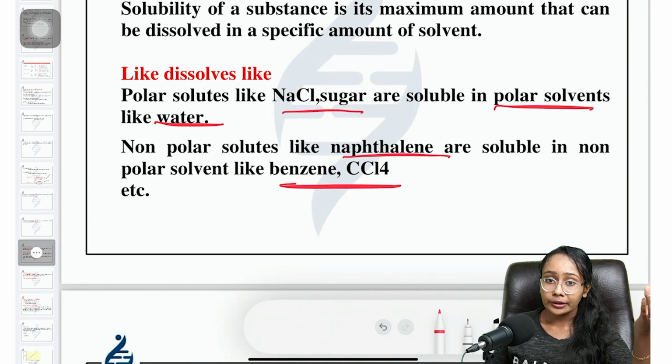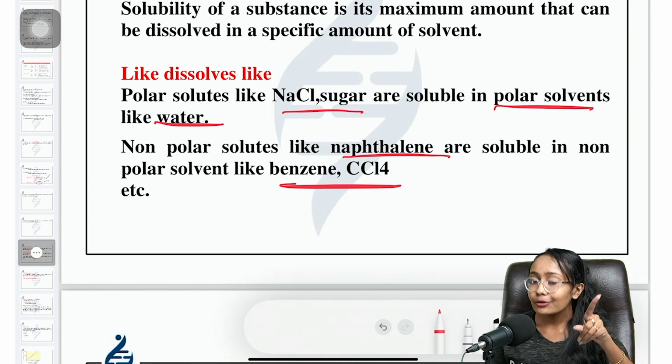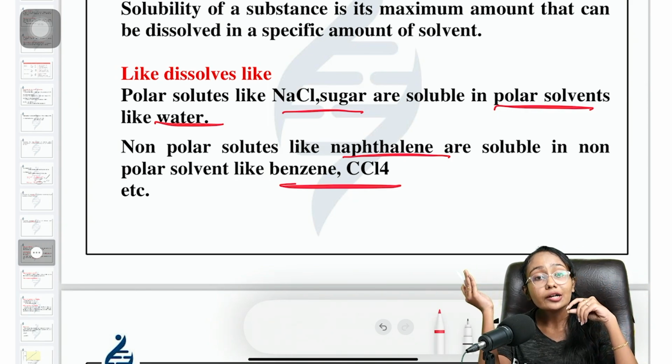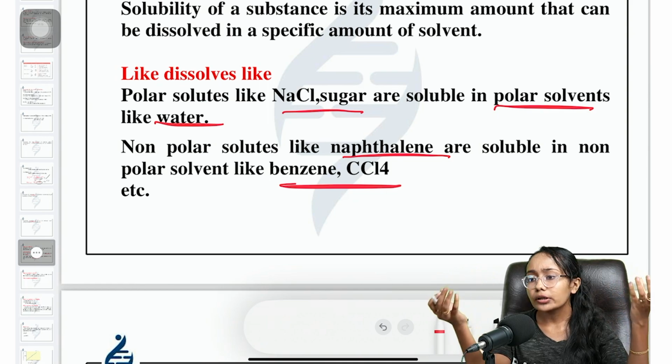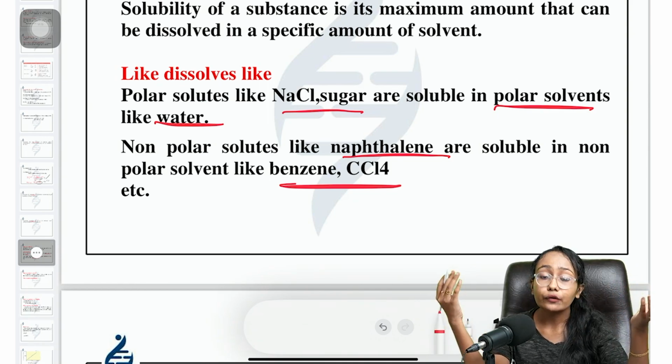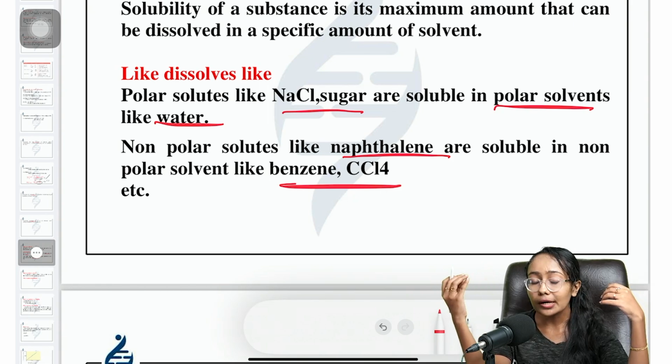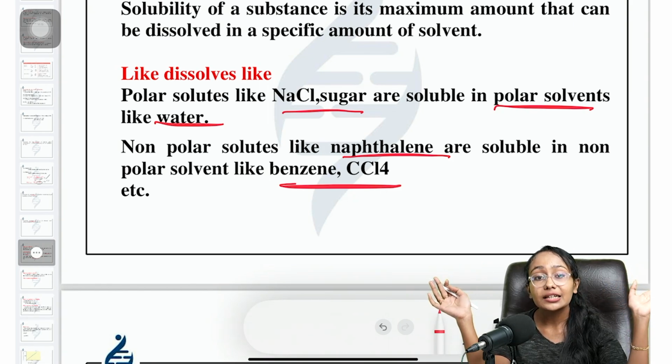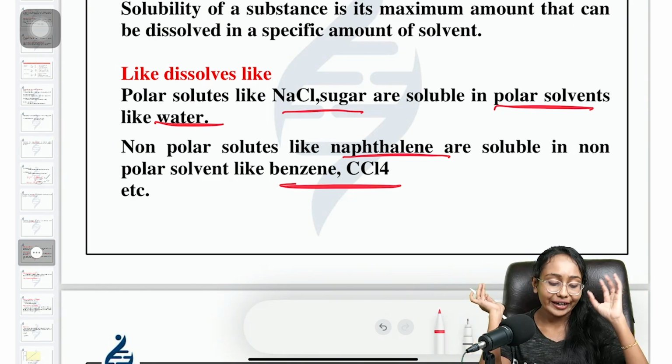So a polar solute cannot be dissolved in a non-polar solvent. Water is a polar solvent. I can't dissolve oil in it because it's a non-polar solute. So non-polar solutes cannot be dissolved in polar solvents. Fine.